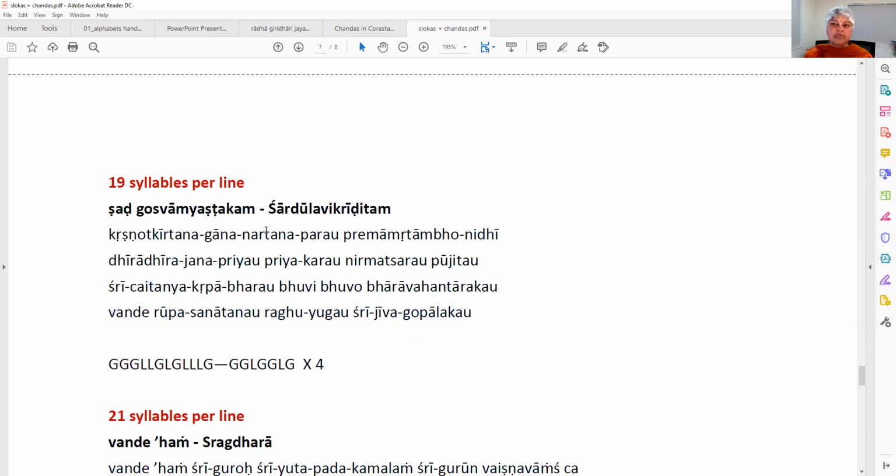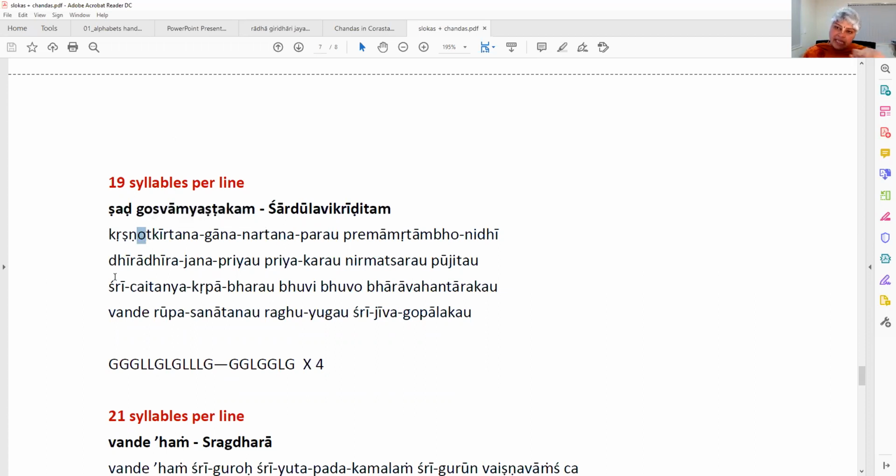Krishnotkirtana gana nartana parau premamritambho nidhi, dhira dhira jana priyau priyakarau nirmatsarau pujitau, Shri Chaitanya kripa bharau bhuvi bhuvo bharavahantarakau, vande rupa sanatanau raghuyugau shri jiva gopalakau.